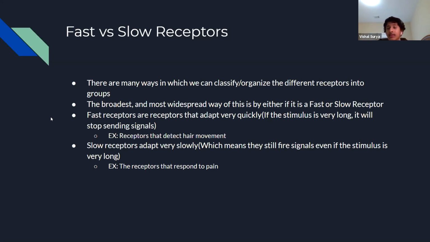So the main thing to get from this one is that there are fast and slow receptors. Fast receptors adapt really quickly, and slow receptors adapt really slowly. For different types of receptors, there's a whole multitude of ones that are fast, and a lot of them could be slow. It really depends on the situation that's happening and why you need it to be fast or slow.